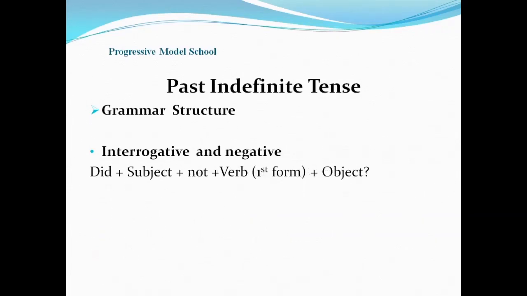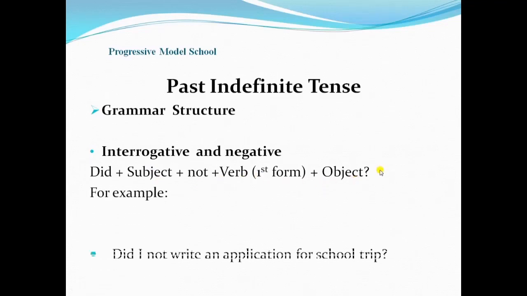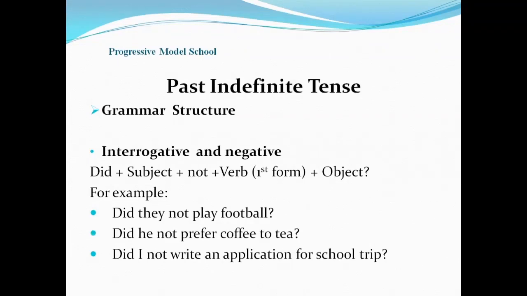And for interrogative and negative sentences, for formal structure, we'll write did at the start of the sentence, then we will write the subject, then not, the first form of the verb, object, and question mark. For example, did I not write an application for school trip? Did they not play football? Did he not prefer coffee to tea?